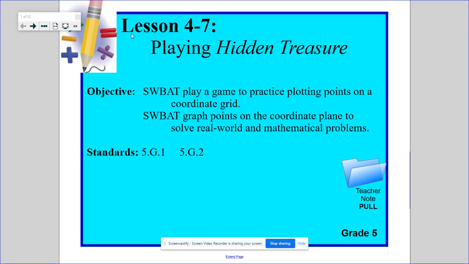All right, we are ready for lesson 4.7. This is all about playing Hidden Treasure, and that's an Everyday Math website game. So Everyday Math Online. Again, your objective is to play a game to practice plotting points on a coordinate grid, and you're going to be able to graph points on the coordinate plane to solve real-world and mathematical problems.